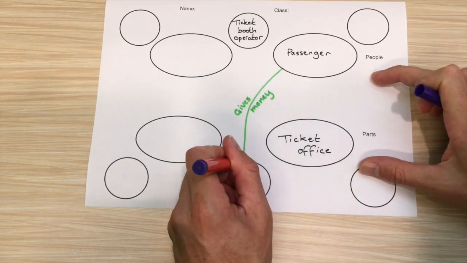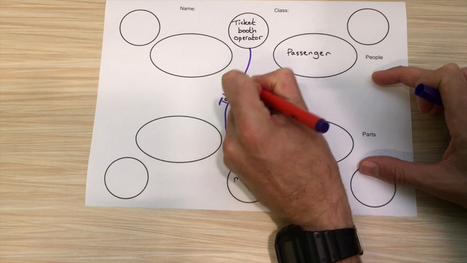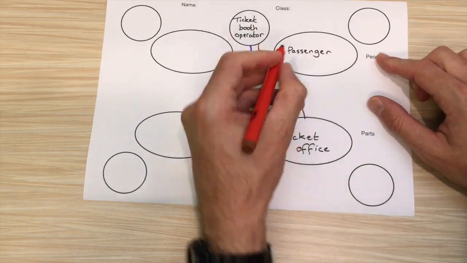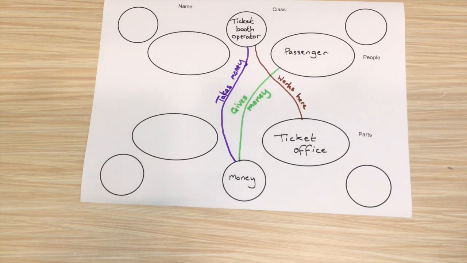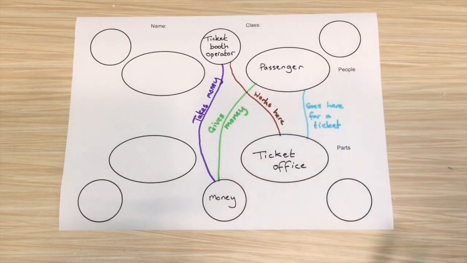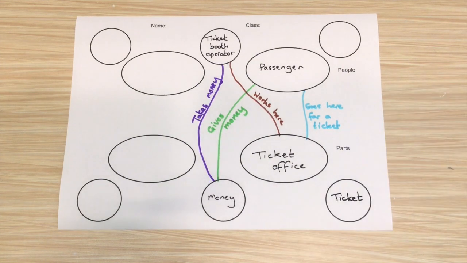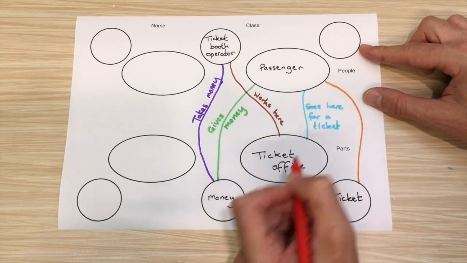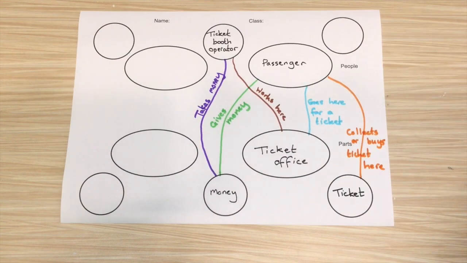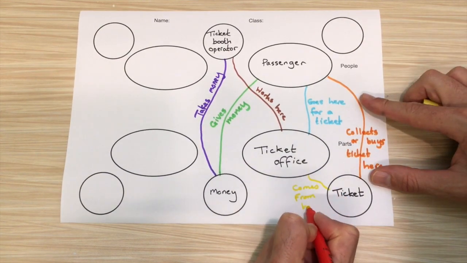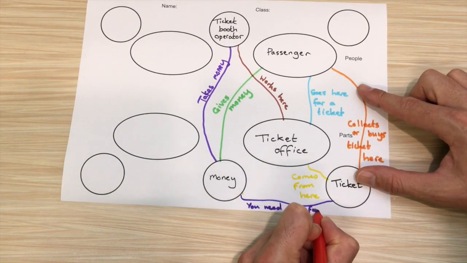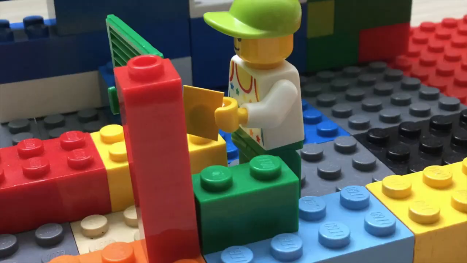So the passenger gives money. And they give the money to the ticket booth operator. So that's a connection between the passenger, the money, and the ticket booth operator. And then the ticket booth operator works in the ticket office, and the passenger has to go to the ticket office. Let's not forget the ticket. And so the passenger collects the ticket from the ticket office, and the ticket comes from the ticket office, and you need money to buy the ticket.